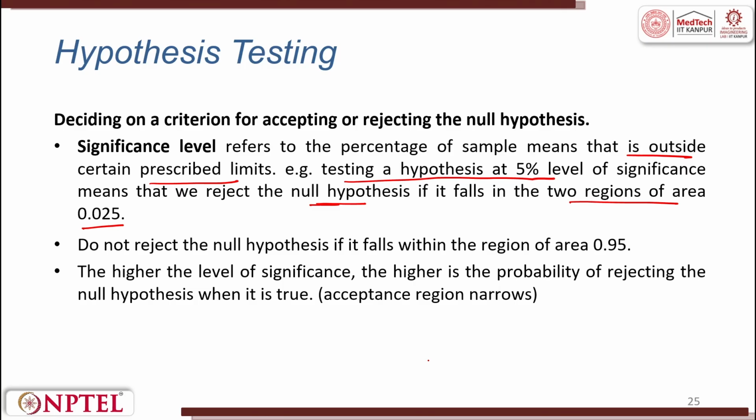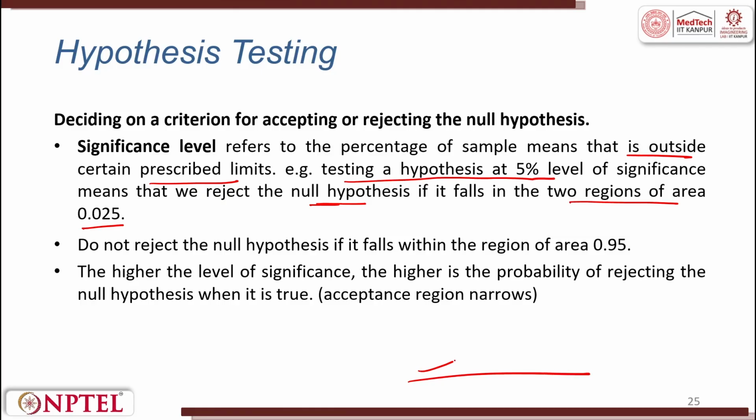When we say 5% significance level, as I said, significance level is exactly opposite to the confidence level. We are 95% confident that this is true, and if it is a two-tailed test like this, and if we say 5% S.L., that significance level, that means 0.025 here and 0.025 on the right side. So the total area of 95% is left inside. Do not reject the null hypothesis if it falls within the range of the area of 0.95.